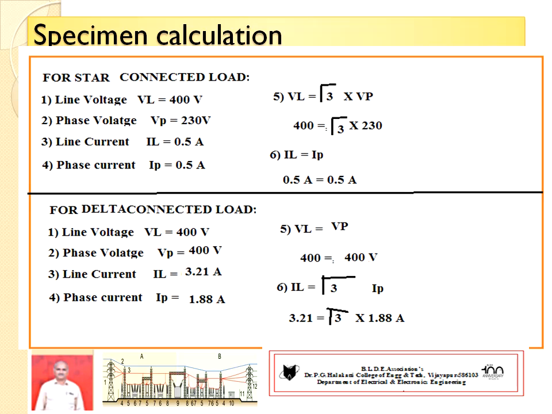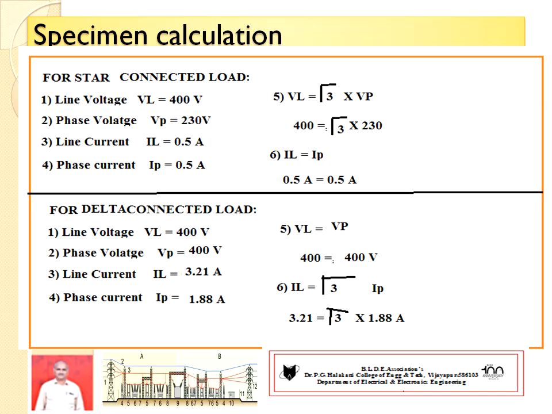After that you go for a set of specimen calculation. You have to write for star connection, write the actual line voltage, that is 400 volts. Then phase voltage actual or practical 230 volts, line current 5 ampere, phase current 5 ampere. So you verify the relation. In star connection we have to verify line voltage equal to root 3 times the phase voltage. You write this, 400 equal to root 3 times 230, and IL equal to IP, 0.5 ampere equal to 0.5 ampere.